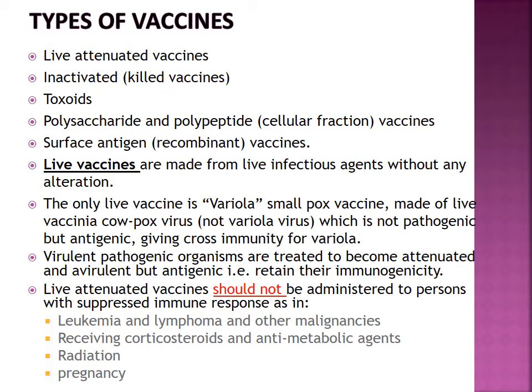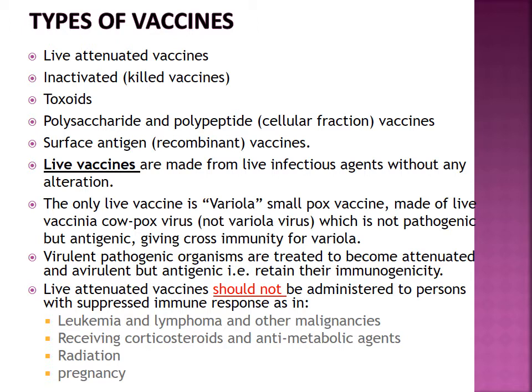We have many types of vaccines. They are either live attenuated or killed inactivated. Toxoids are also vaccines, another type of vaccine. Then there are polysaccharide and polypeptide cellular fractions, and the surface antigen or recombinant vaccines. So what are the live vaccines? Live vaccines are made from live infectious agents without any alteration.